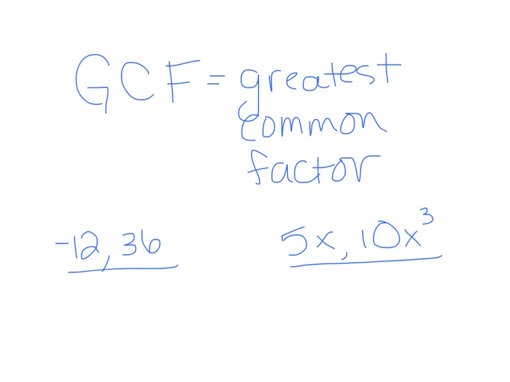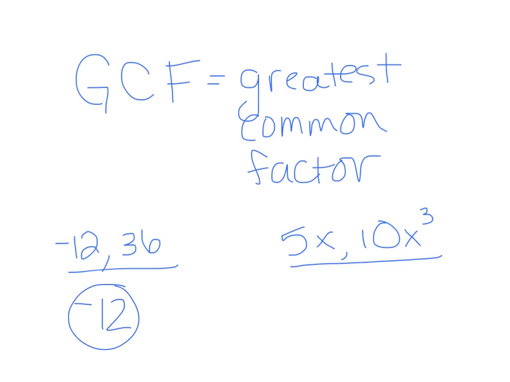We have negative 12 and 36. Greatest common factor would just be the biggest number that can go into both negative 12 and 36. Well, we know that 12 goes into 36, and 12 obviously goes into itself, so the greatest common factor in this case would be negative 12. Or if you said positive 12, that's fine as well, but negative 12 would go into 36 and negative 12.